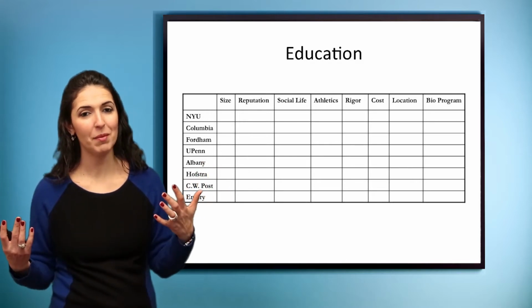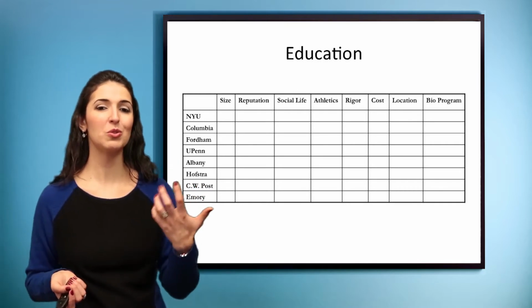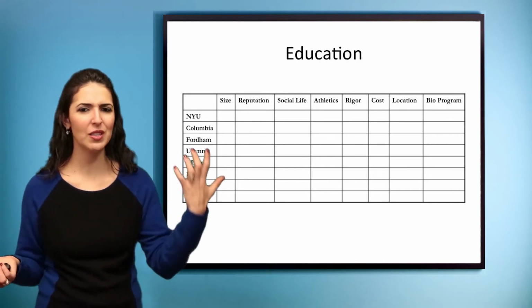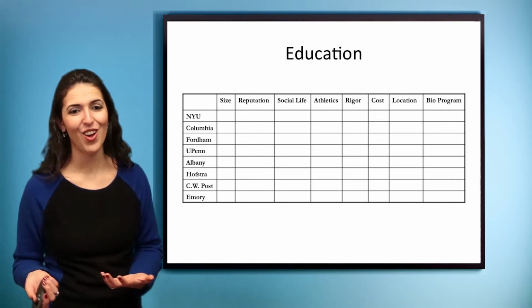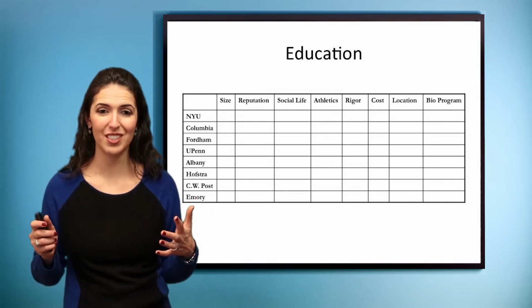Well, what do I need to keep in mind here? Well, the size of the school, the reputation of the school, the social life. Do they have an athletics department? How rigorous is it? What's the cost? What's the location? And let's say I'm interested in biology. What's their bio program like? All of these things are going to factor into my trying to make this very important decision.